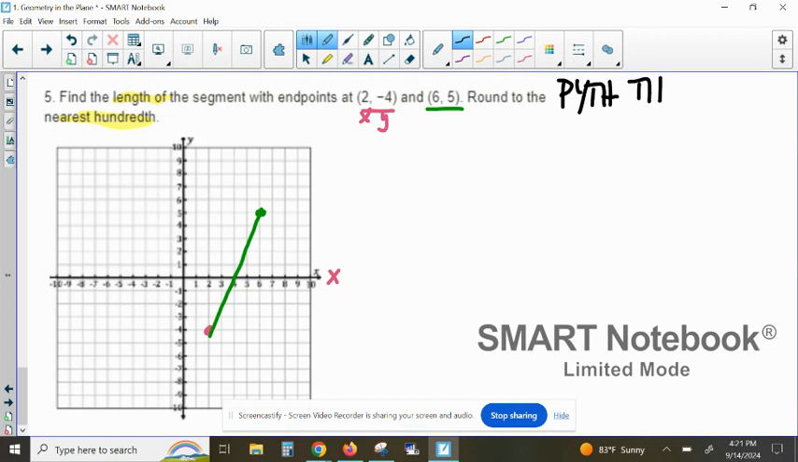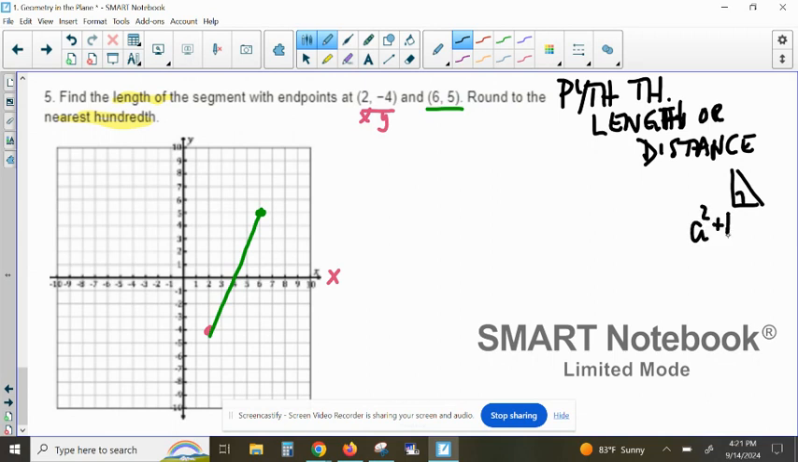Now remember, the Pythagorean theorem is going to help us find a length, or a distance. So if you're talking about length or distance, and we have some right triangles, remember they have to be right triangles, then we use a squared plus b squared equals c squared. That's the trick we're going to use here.